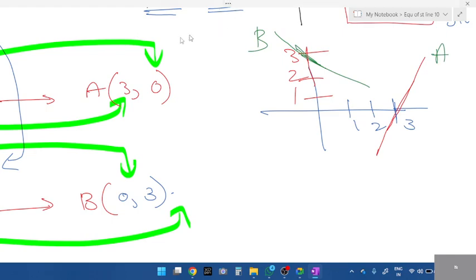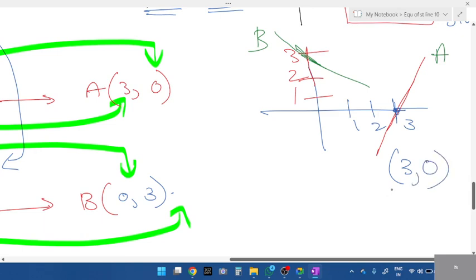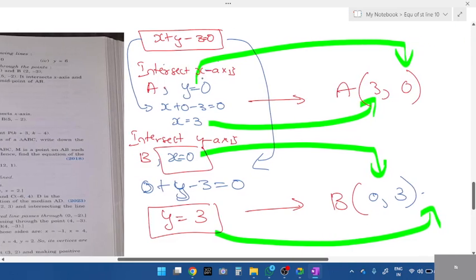Tell me the answer for A, students. Intercept or intersect, both are the same. Which axis is A intersecting? X or Y axis? X axis. What's the answer at the X axis? 3. And what's the value for Y? 0. That's the reason, can you see I've taken Y is equal to 0?